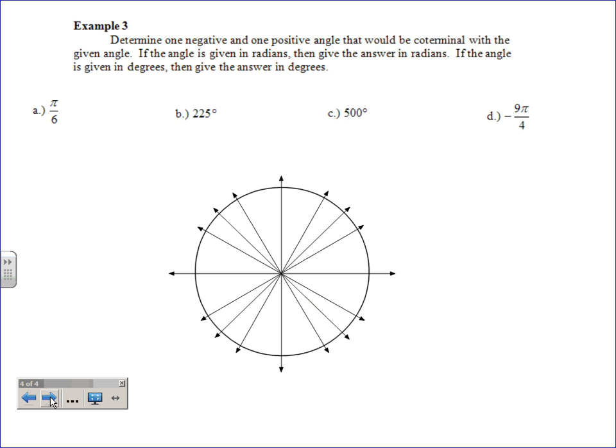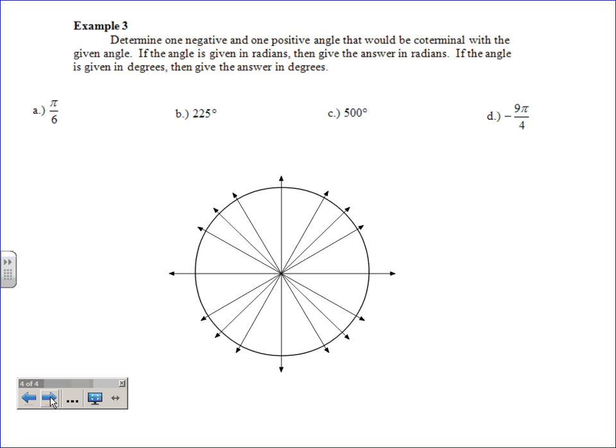So now I'm asking you, instead of asking you if they are coterminal, I'm saying give me 2 of them that would be coterminal. And I want one of them to be positive and one of them to be negative. Basically, I just want to see if you can work with that. And basically, if I give it to you in radians, I want the answer in radians. And if I give it to you in degrees, I want the answer in degrees. So pi over 6, I obviously gave it to you in which form? Radians. And so you better give me the answer in radians.